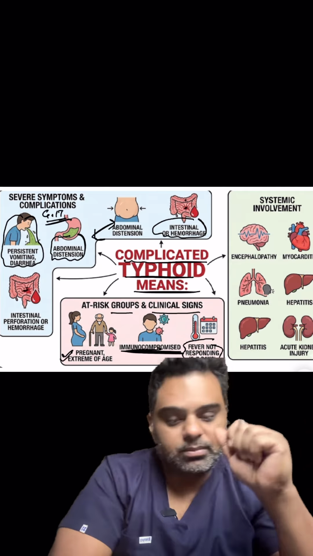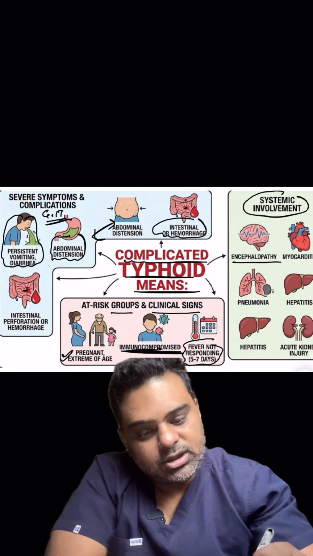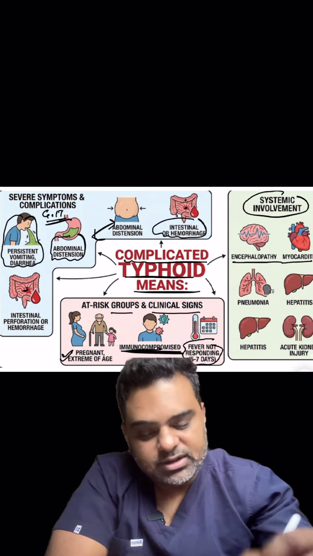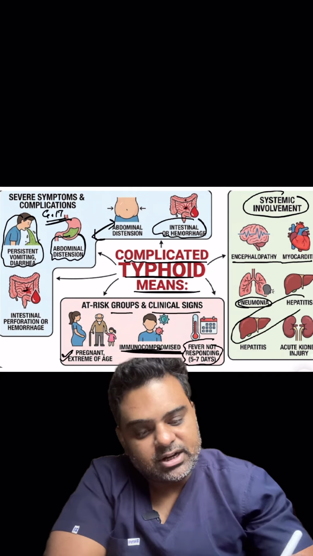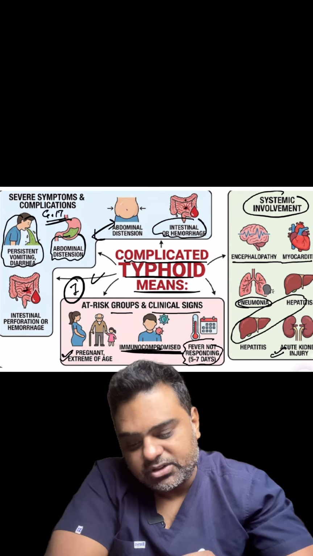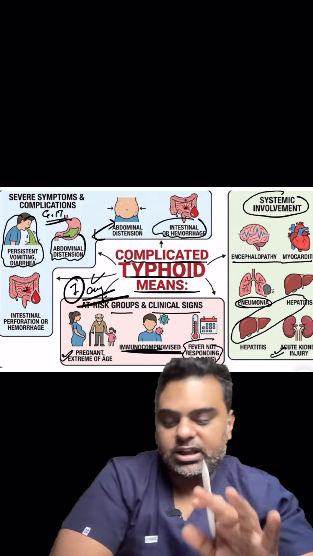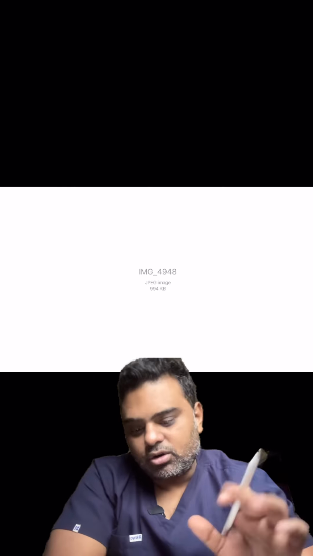Second, if there is systemic involvement in the form of encephalopathy, that is brain is involved, myocarditis, that is heart is involved, pneumonia, that is lungs are involved, hepatitis, that is liver is involved, or acute kidney injury. So if any one of these is present, we will say that it is a complicated typhoid. Otherwise we will say that it is an uncomplicated typhoid.